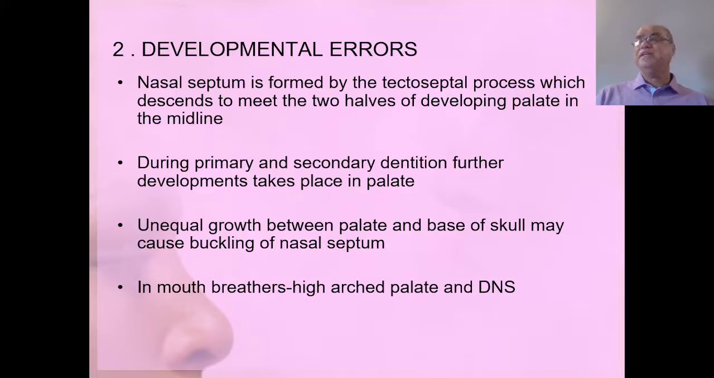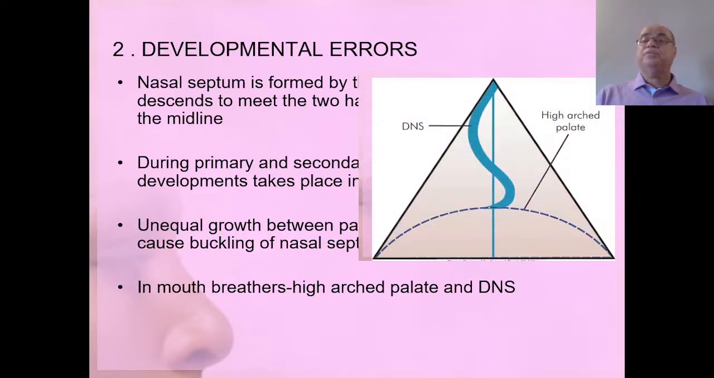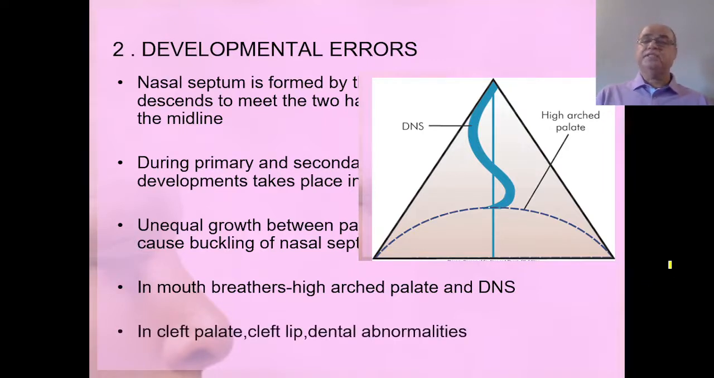Or in mouth breathers, especially in those patients who have adenoid hypertrophy and have a problem with nasal breathing, so they become habitual mouth breathers, there will be a high arched palate, and this high arched palate can cause twisting of the septum, and then there can be a deviated nasal septum in high arched palate patients. Same is the case with patients having cleft palate, cleft lip, or dental abnormalities.